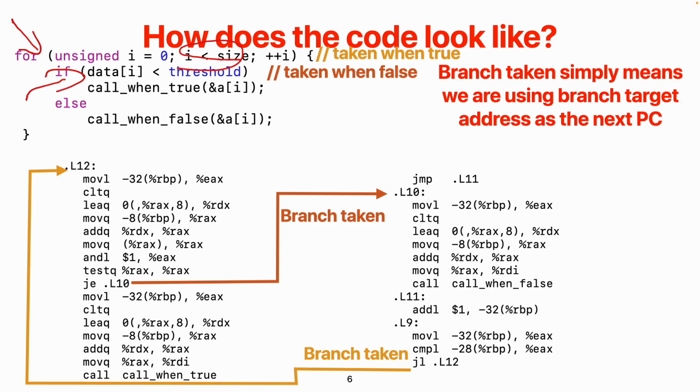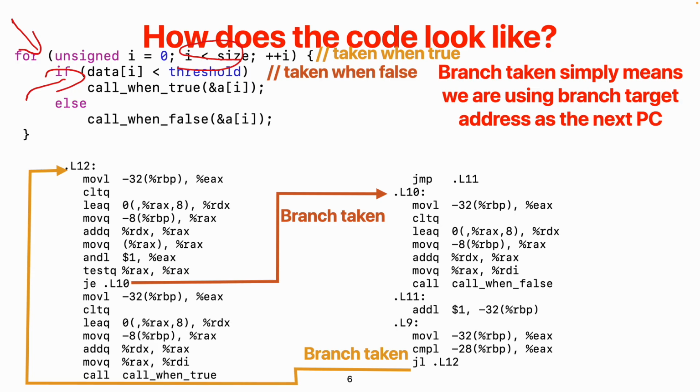There is a terminology called taken in branch. The concept of taken just means that we are changing the target address to be the next PC, instead of the instruction that falls through. And there are no rules regarding the syntax meaning of your evaluation result and whether your branch is taken or not taken.